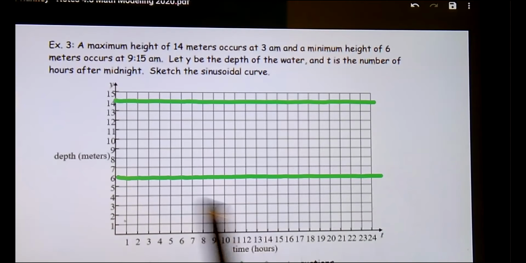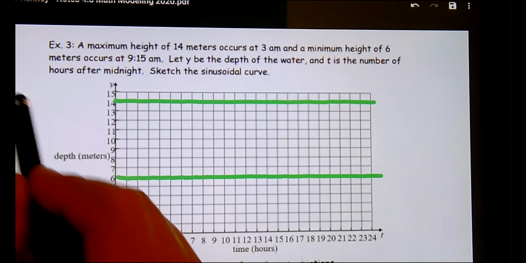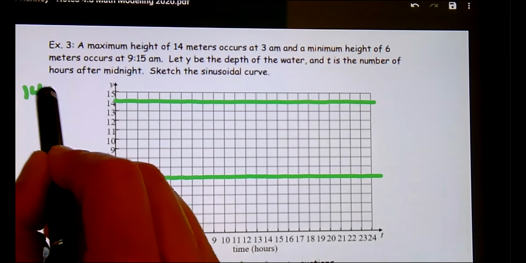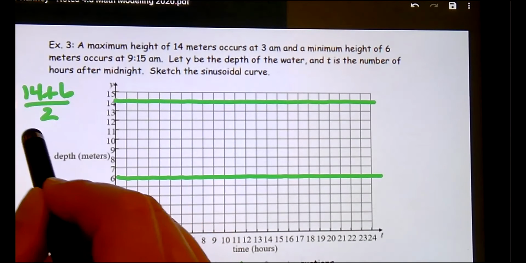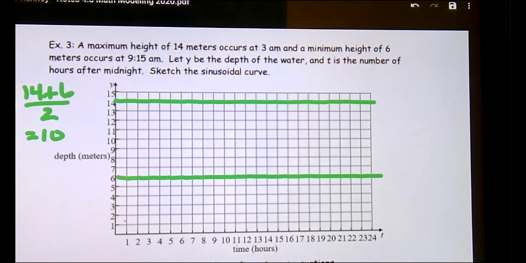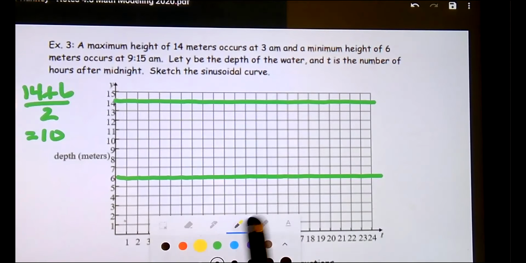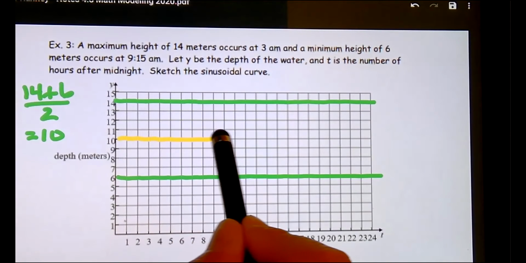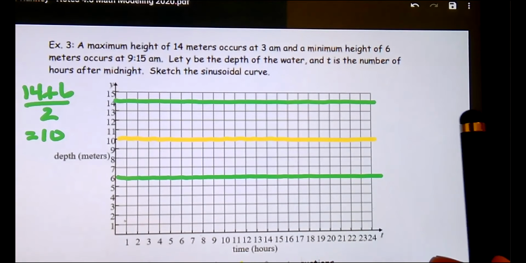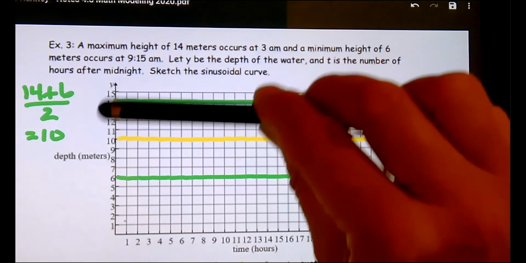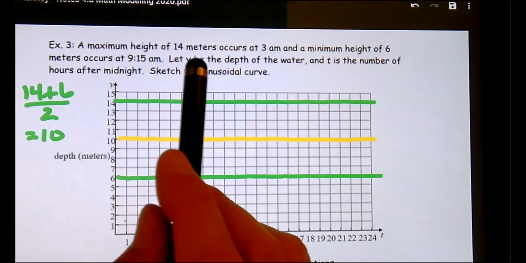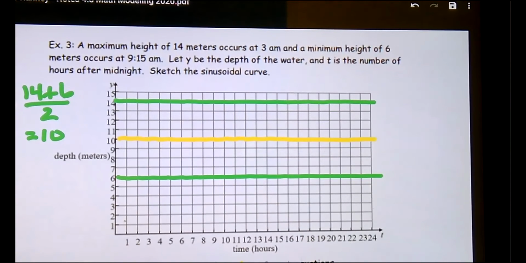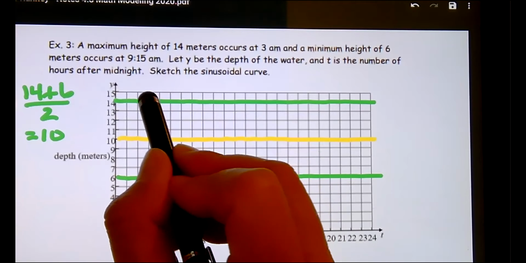Now, if my high is 14 and my low is 6, I can go 14 plus 6 divided by 2, and that would average them. That's going to be 20 divided by 2, which is 10. So my center, my vertical shift, is going to be at 10. Okay, so I can see my amplitude. I can see my vertical shift. I know that at 3 a.m., I'm up at 14 meters. So at 3 a.m., I'm going to go up to 14.